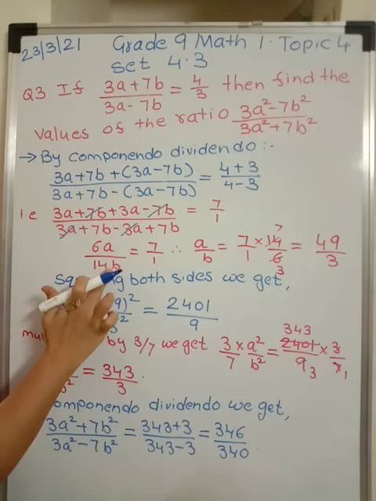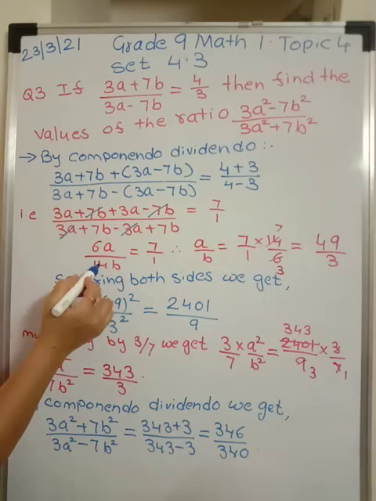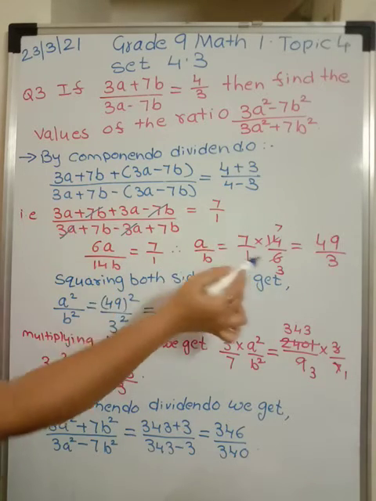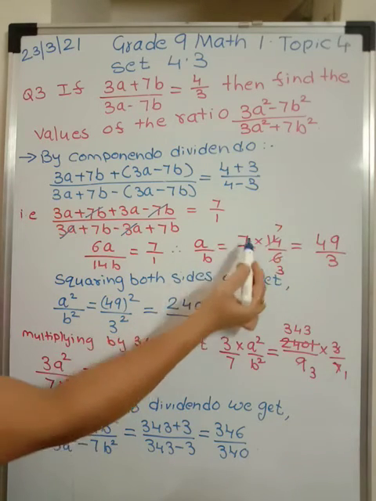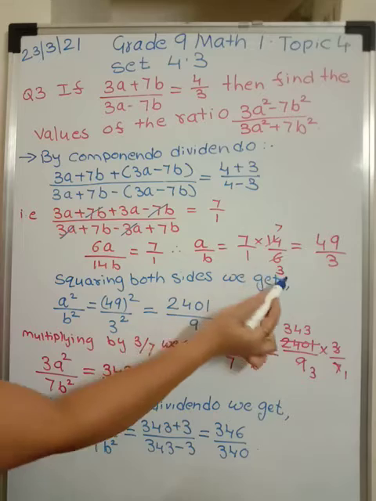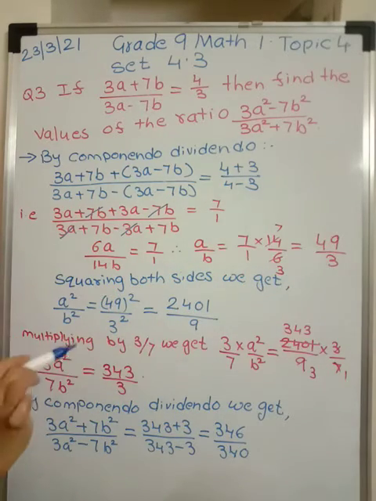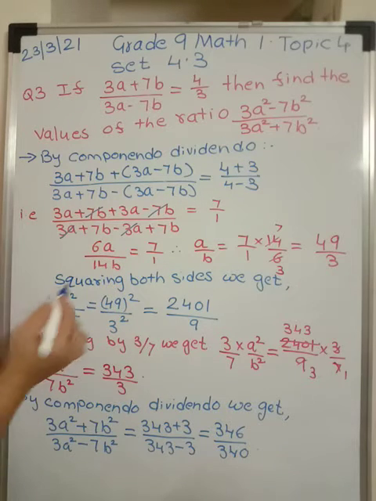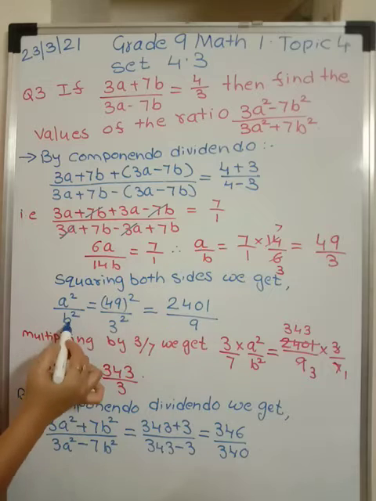We want only a upon b. So I am shifting these two numbers over to the right hand side. So 14 will go in the numerator, 6 will come in the denominator. Here 2 3s are 6 and 2 7s are 14, 7 7s are 49, 1 into 3 is 3. So now we got a upon b is 49 upon 3. Now we can find a square and b square. How do we do it? Squaring both the sides, we will get a square upon b square.